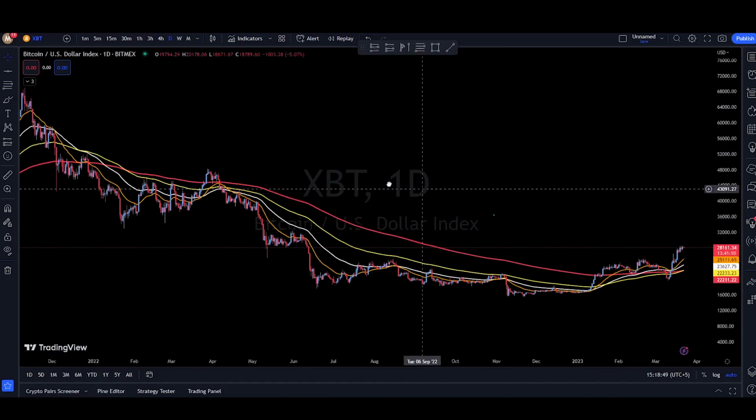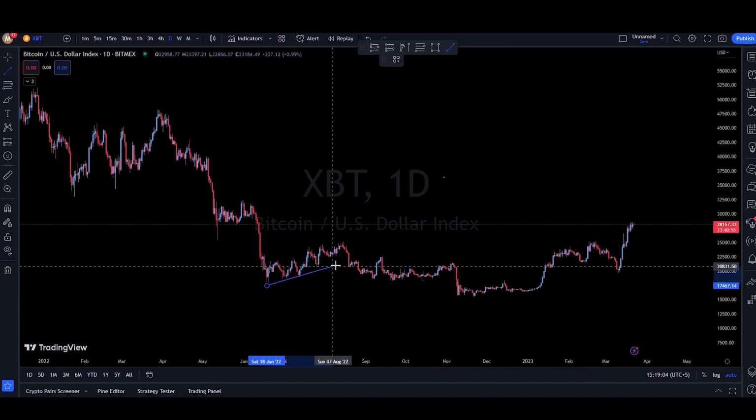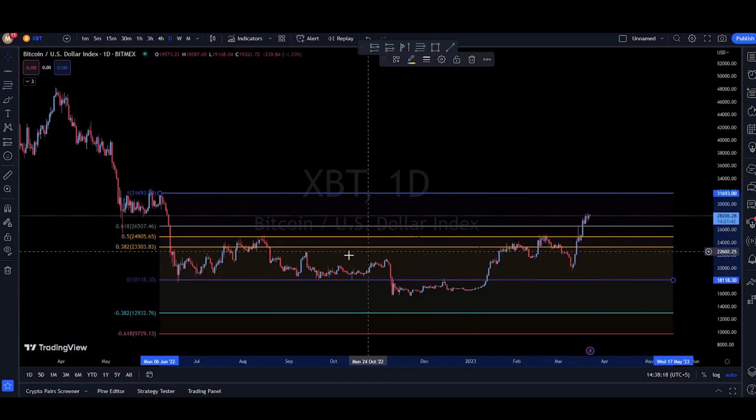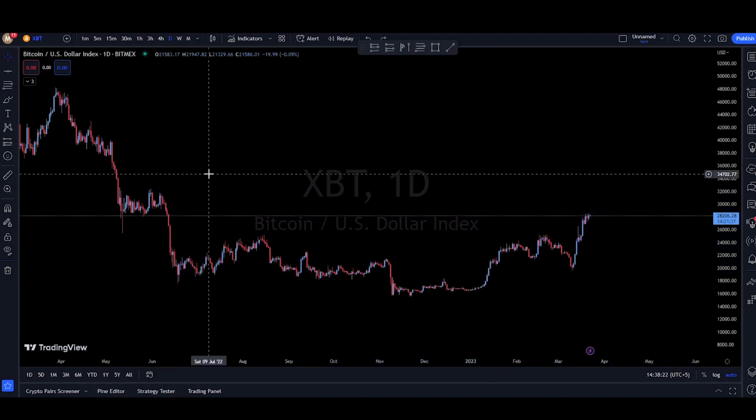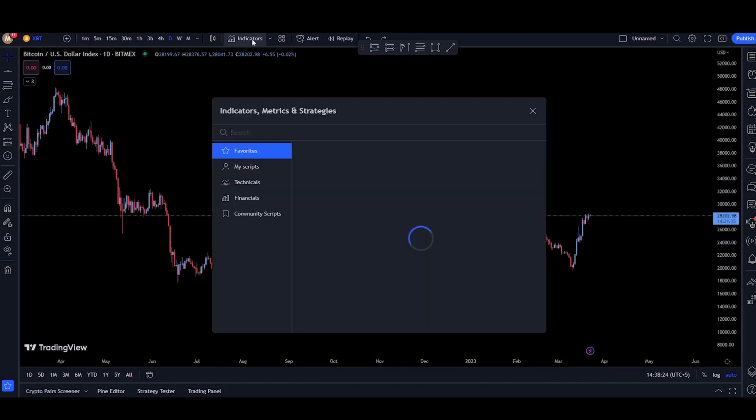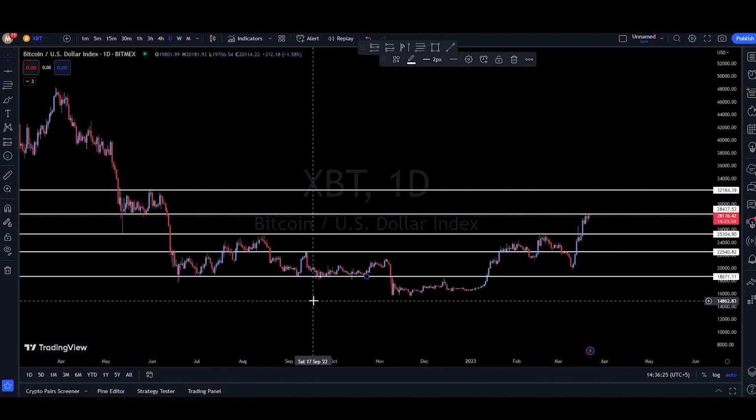In addition to using swing highs and lows to identify support and resistance levels, you can also use other technical indicators such as moving averages, trend lines, and Fibonacci retracements. These indicators can help you confirm the levels you've identified and provide additional insights into market trends and momentum. I'll make a video on these technical indicators as soon as possible.